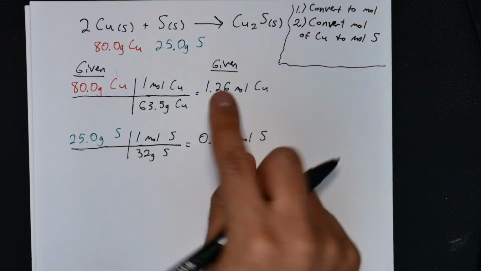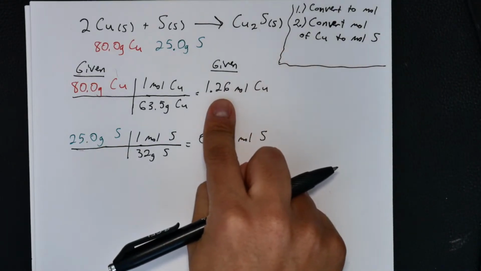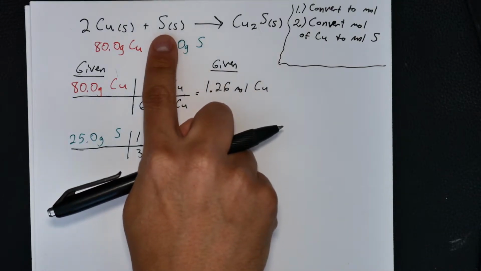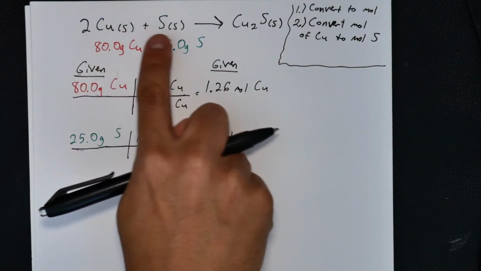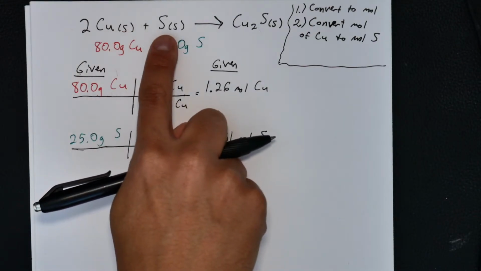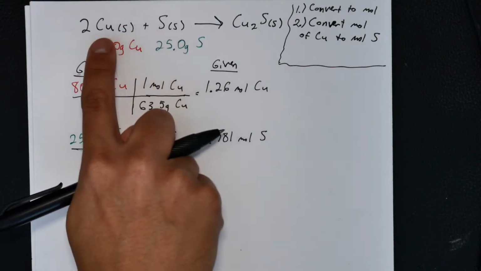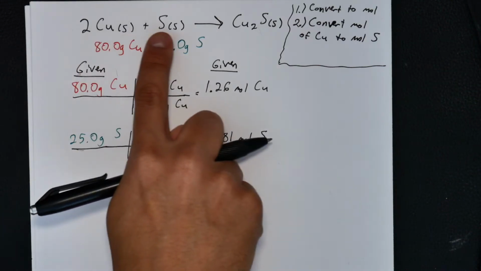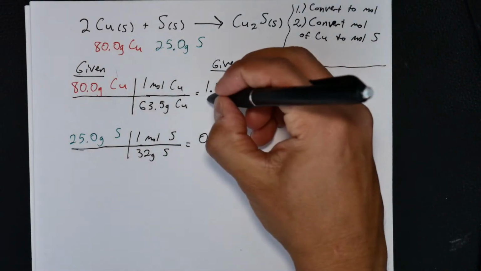Okay, so basically what we're going to do is we're going to say if we're given this many moles of copper, how many moles of sulfur do we need? Now in this reaction, it's a 2-to-1 ratio. So for every 2 moles of copper, we need 1 mole of sulfur. Basically saying for every 2 moles of copper, we only need half the amount of sulfur. Okay, so we're going to do this.